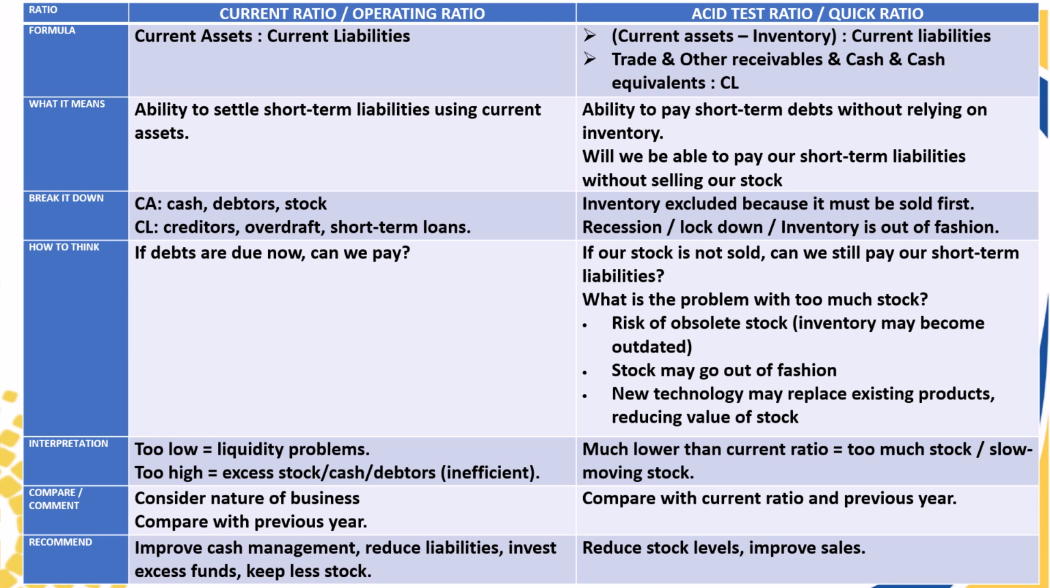You must know you have too much stock. Let's say your asset test ratio is 1,2 to 1 and your current ratio is 3,4 to 1. It's a big difference. It means you have too much stock. So in that case, you must do something like have a sale to reduce your stock.